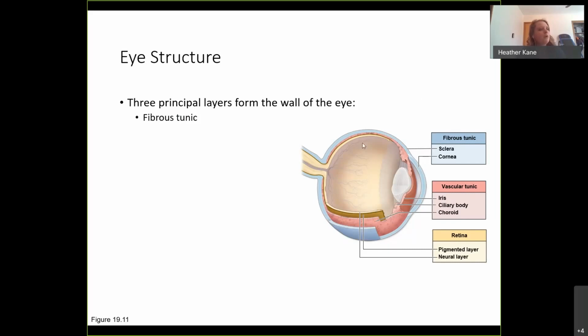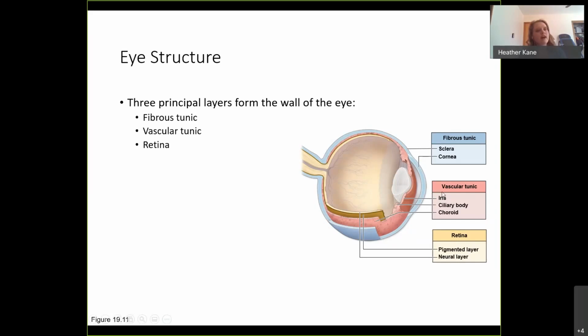Okay, so we have this outer fibrous tunic right here. That fibrous tunic is going to be made up of the sclera, which is going to be this part that is on sort of the exterior part of the eye or the white part of the eye. And then we have this cornea. The cornea is going to be this part that is going to be covering your iris and your pupil and then the lens that are behind those.